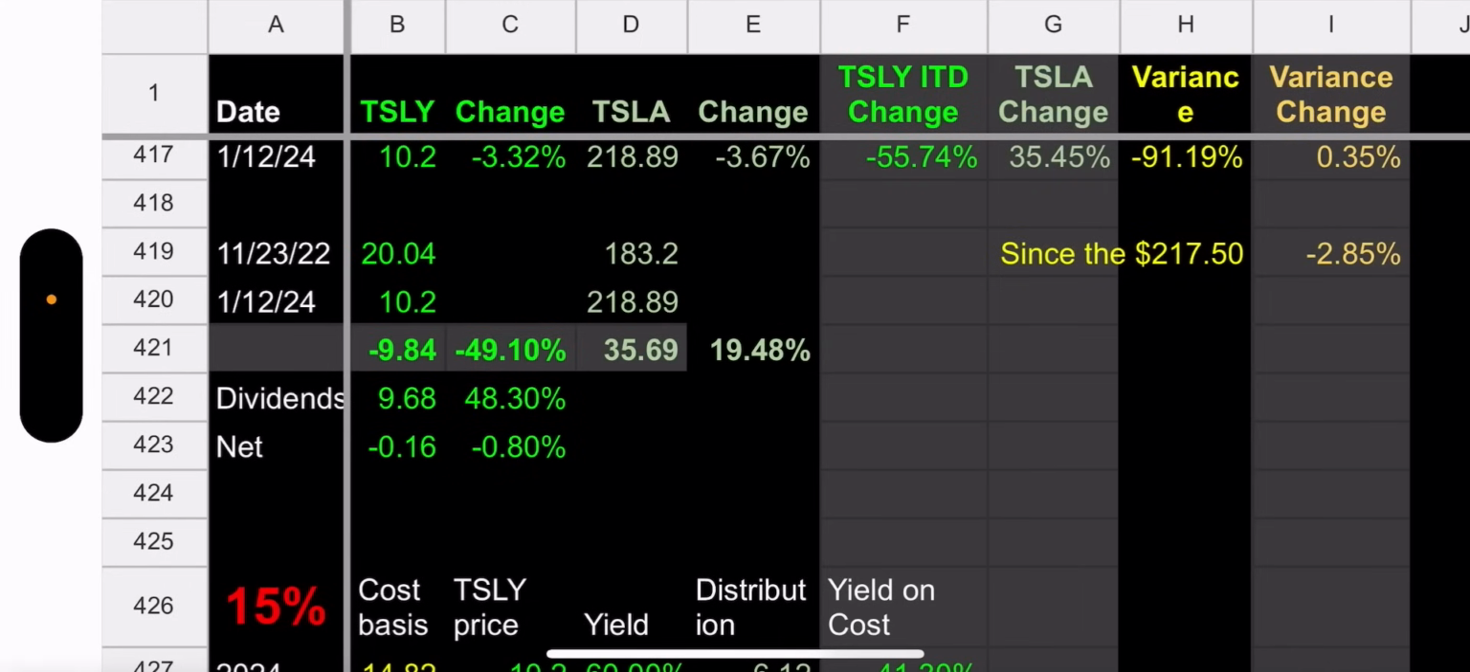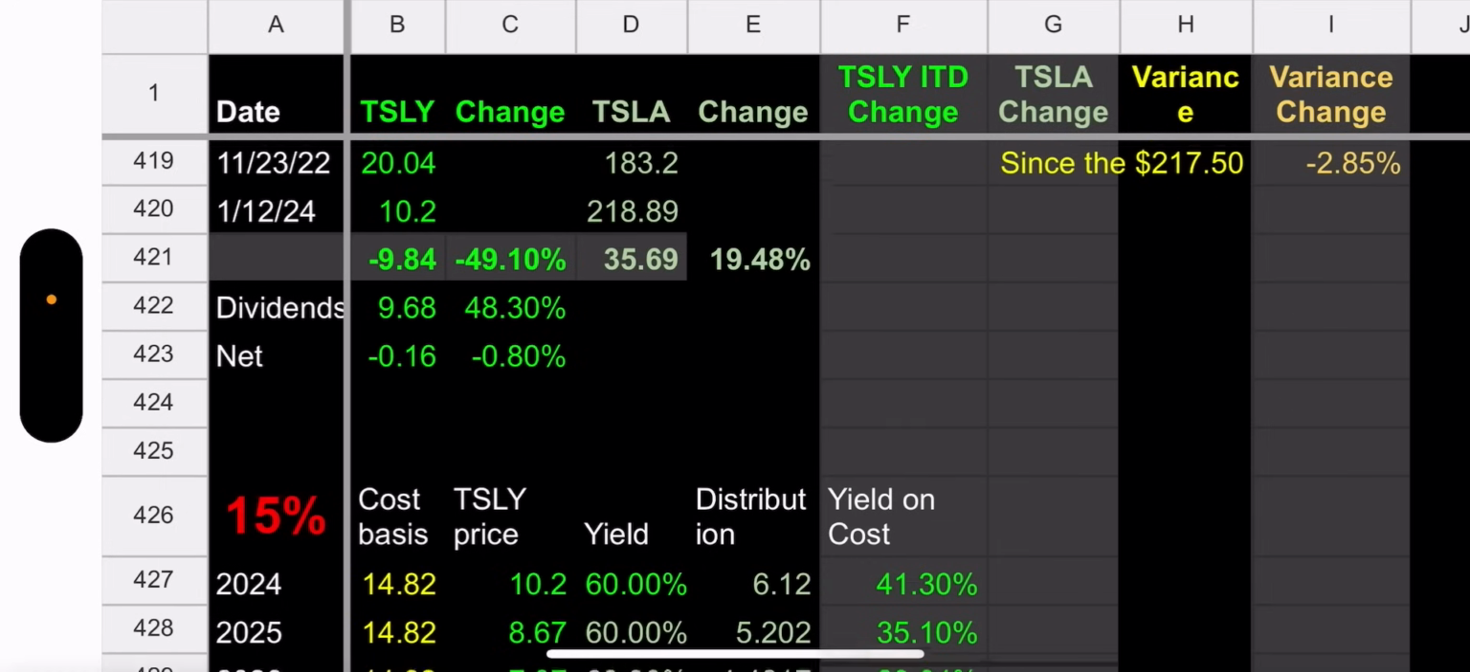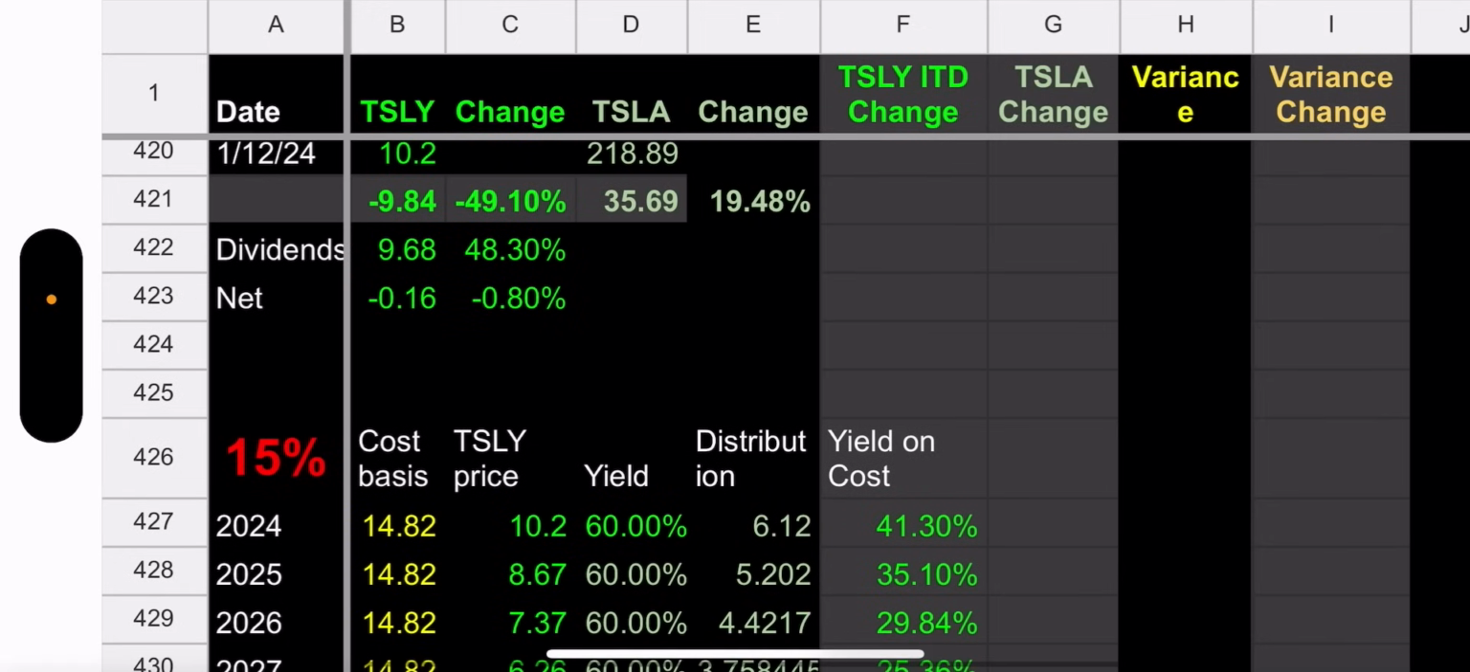Because as Tesla price drops, so does our distribution. And if our distribution drops, so does our yield on cost. So yes, we need price to stay flat. If it goes down, it just can't go down this much, all right? It can go down a little, like I said, 10%, 15% a year. That's acceptable. 50% a year, that's not acceptable, okay?